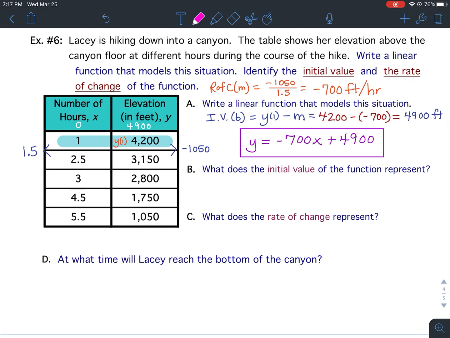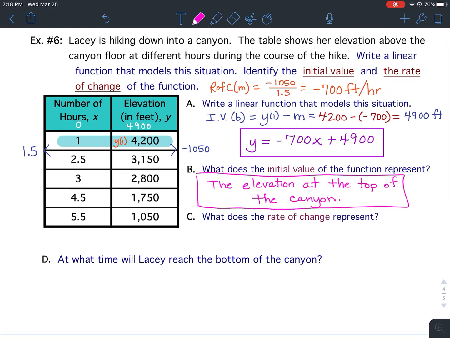So let's write the elevation at the top of the canyon. Your initial value is the elevation at the top of the canyon.